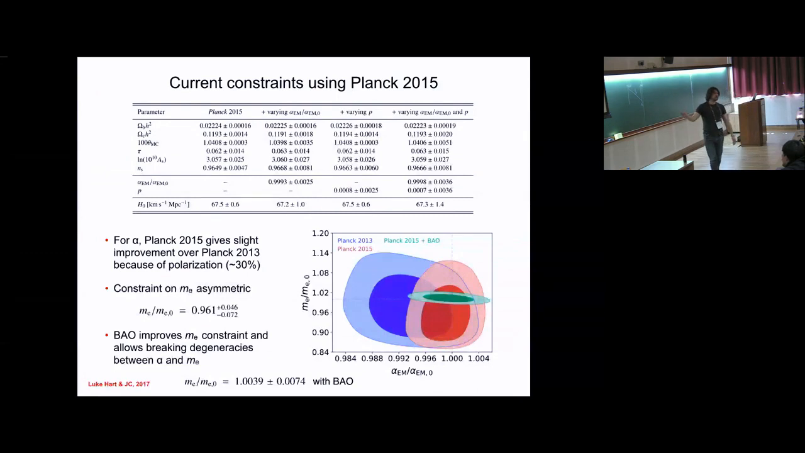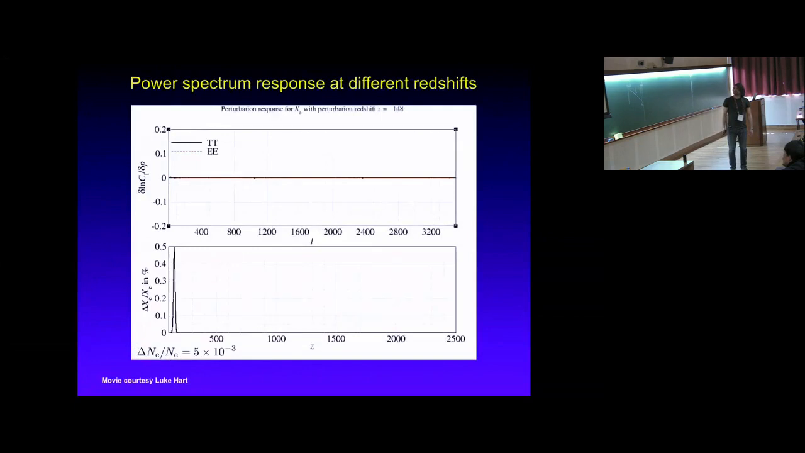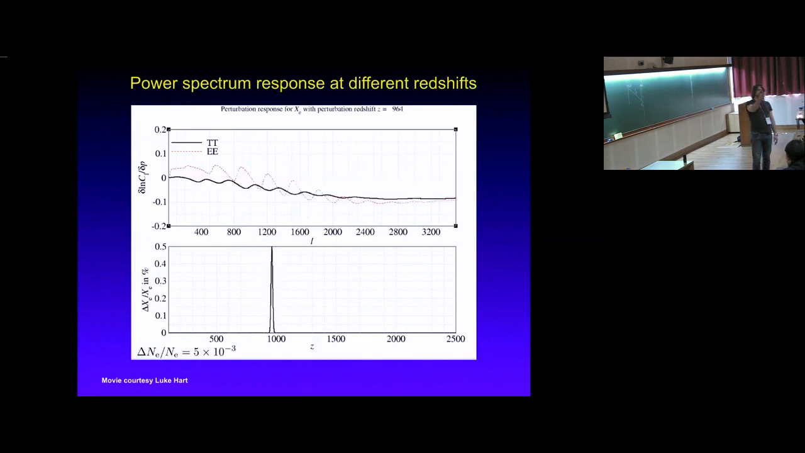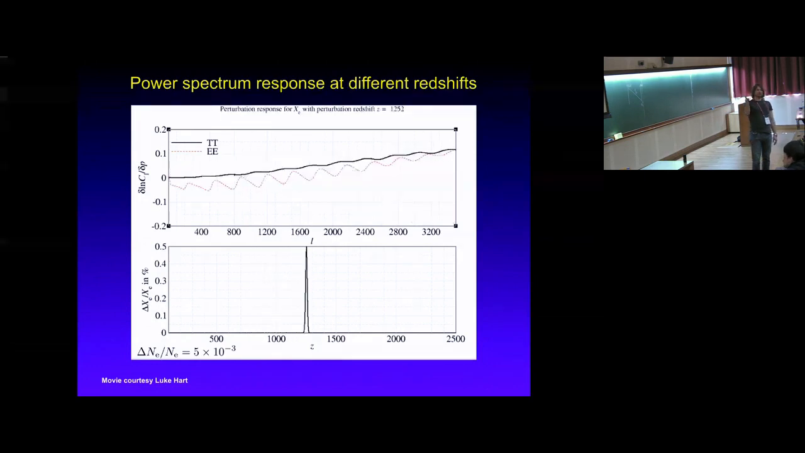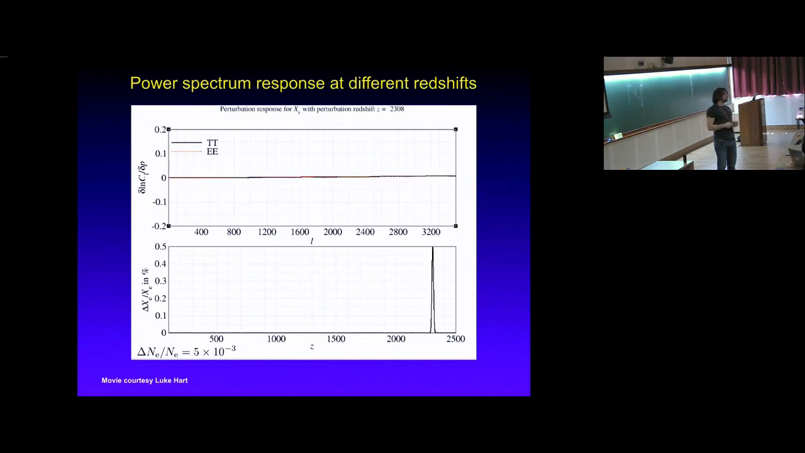So this is something which is nice, and RecFast++ has that implemented, so you can actually just change alpha and see how the recombination dynamics changes. I will not go through this, but there are also model-independent ways of doing constraints, where you just say, let me do small perturbations at different times in the recombination dynamics, and then ask what kind of shapes, what kind of eigenmodes of perturbations are actually the most constrainable.